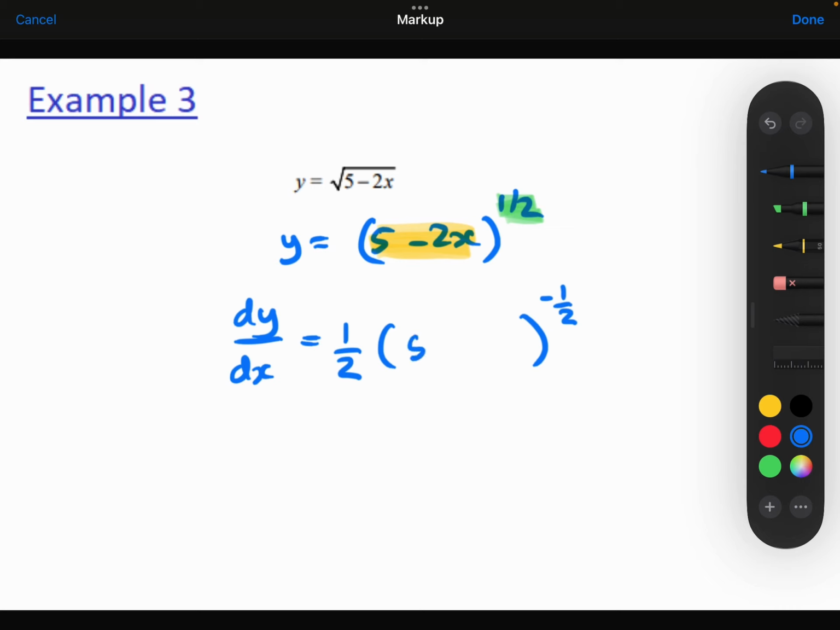The inside stays the same. And now we're going to multiply that by the derivative of the inside. The derivative of 5 minus 2x is minus 2. So this was me differentiating the square root part with the inside staying the same. This was me differentiating the inside.